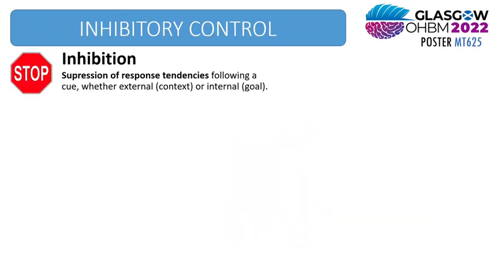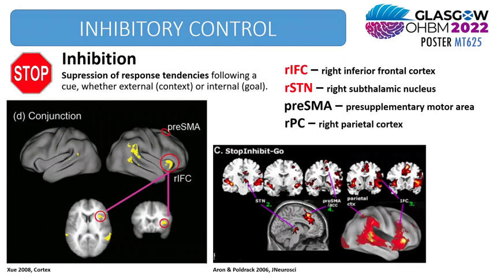Inhibition can be defined as the suppression of response tendencies following a cue, whether that cue is external or internal. There is a lot of neuroimaging evidence, especially from the studies of Aron and Poldrack, pointing out that this inhibitory process is made possible by a right lateralized projection from the right inferior frontal cortex to the subthalamic nuclei, with additional participation of the presupplementary motor area and the right parietal cortex.